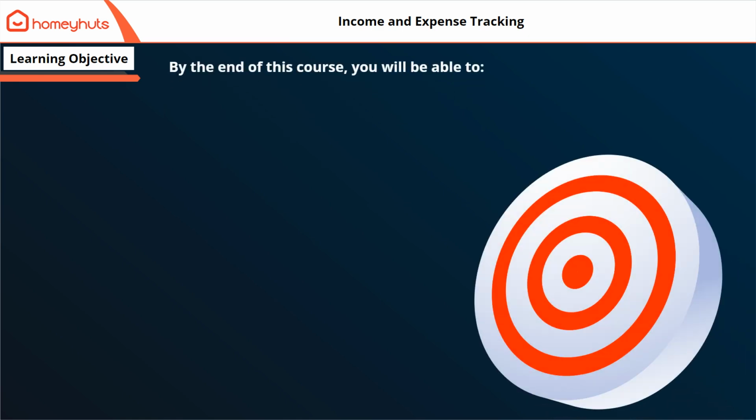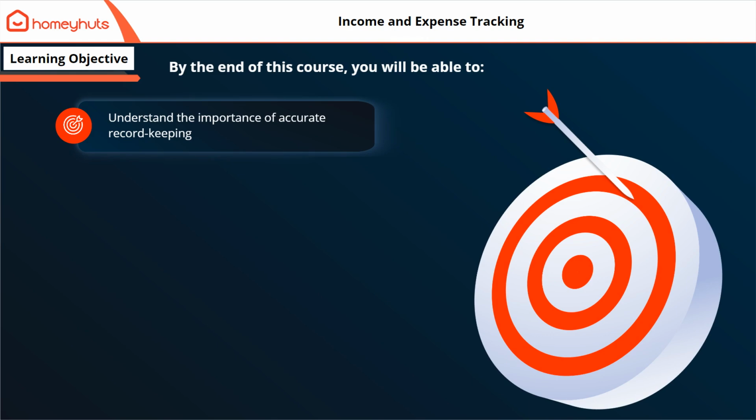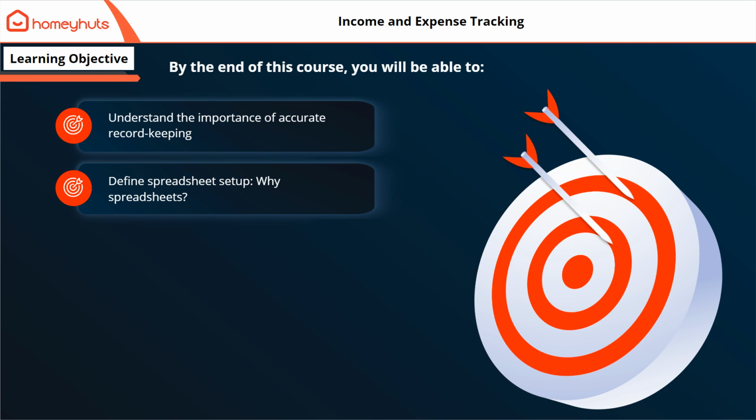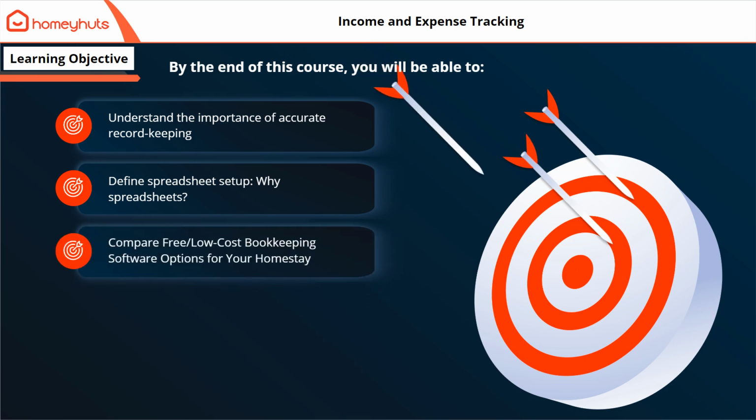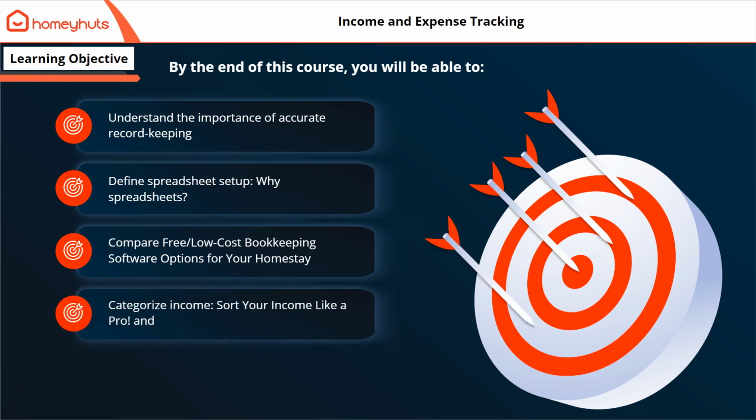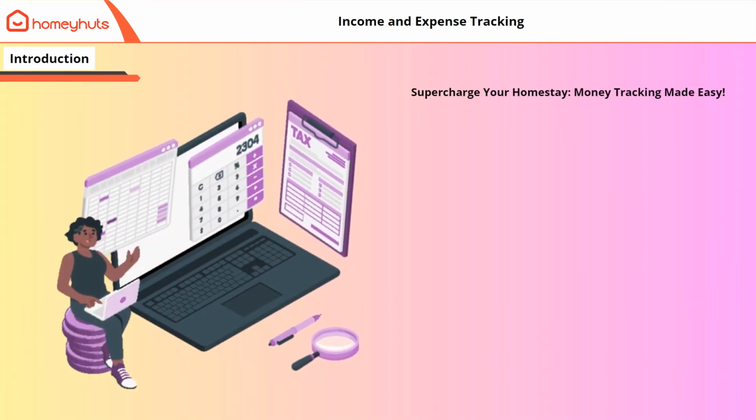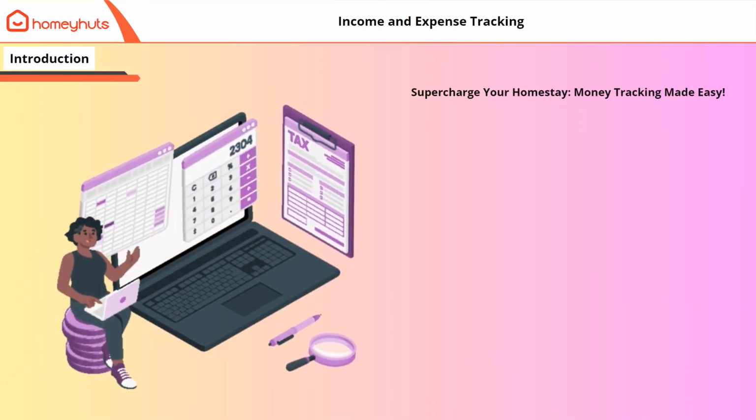By the end of this course, you will be able to understand the importance of accurate record keeping, define spreadsheet setup and why spreadsheets, compare free, low-cost bookkeeping software options for your homestay, categorize income, sort your income like a pro, and categorize expenses: utilities, supplies, maintenance, marketing. Supercharge your homestay, money tracking made easy.